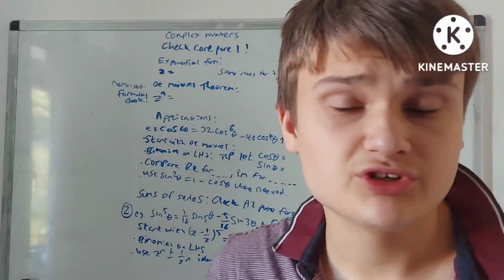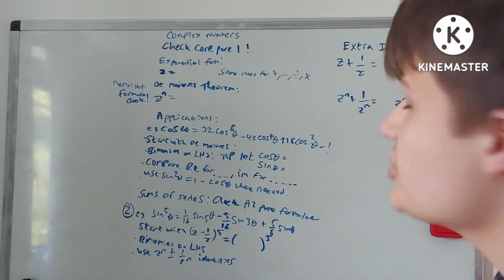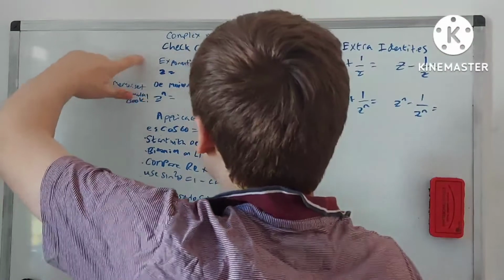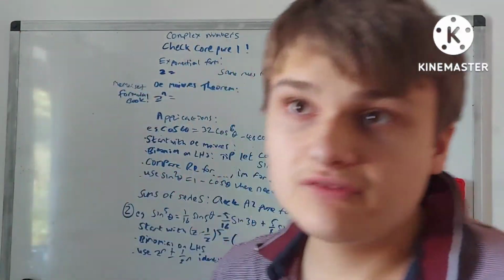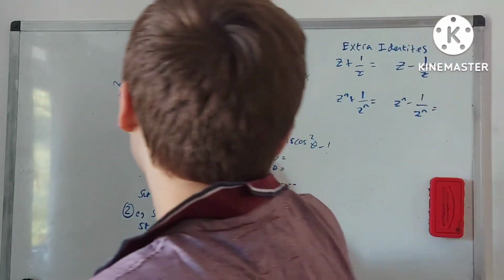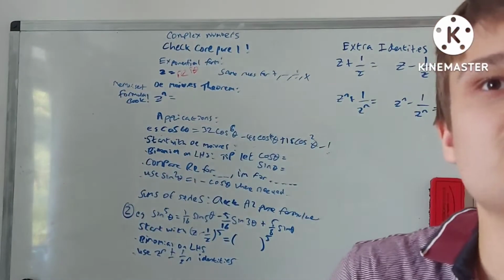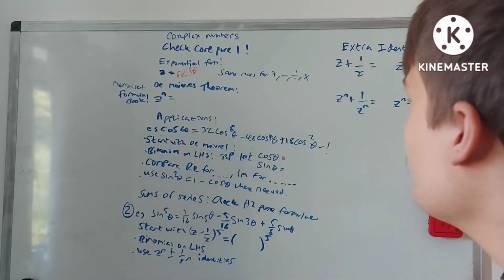Alright, so on to complex numbers. Sorry about my voice, by the way. So we're going to check our Core Pure 1 knowledge, make sure we know about that for complex numbers before we get to the exponential form of a complex number, where you've got z equals r e to the i theta. And e to the i theta is cos theta plus i sin theta. We know what that is from our Core Pure 1 knowledge.